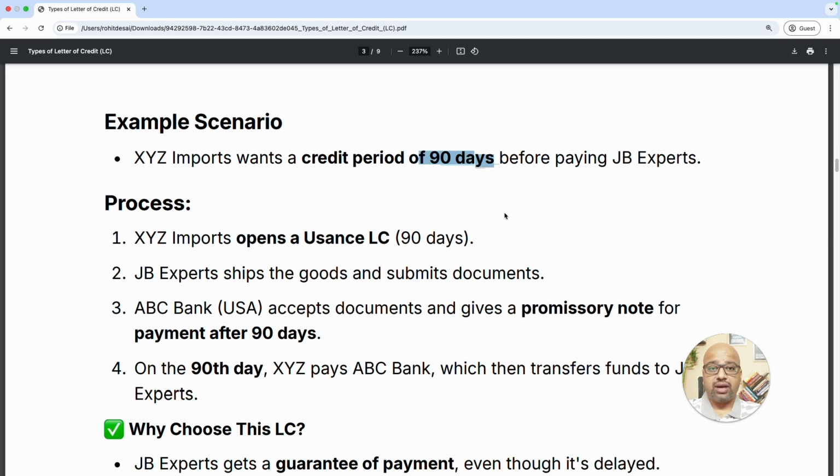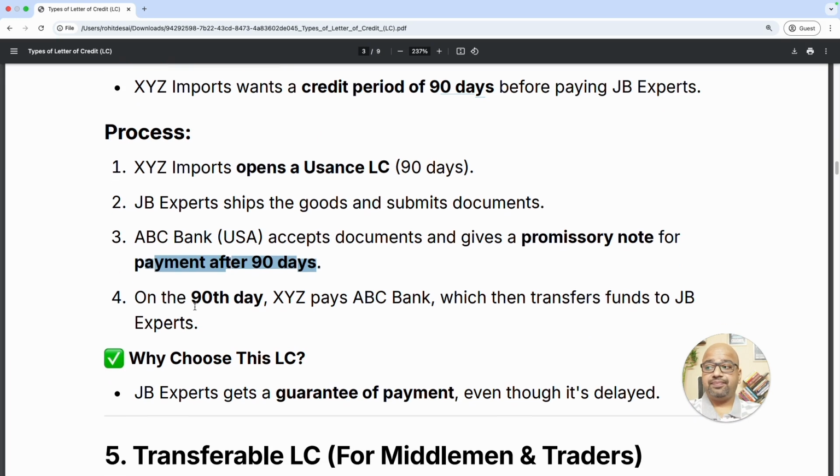In that case, okay, I want the business to grow, so I'll agree to it. But in that case, what I'll ask is that XYZ company opens a usance LC with 90 days credit terms. So once we have this, JB Experts will export the goods and submit all the documents to my SBI bank. Then ABC bank accepts all the documents from SBI and gives a note for payment after 90 days. On the 90th day, XYZ, which is my importer, pays his bank ABC, which will later be transferred to JB Experts.